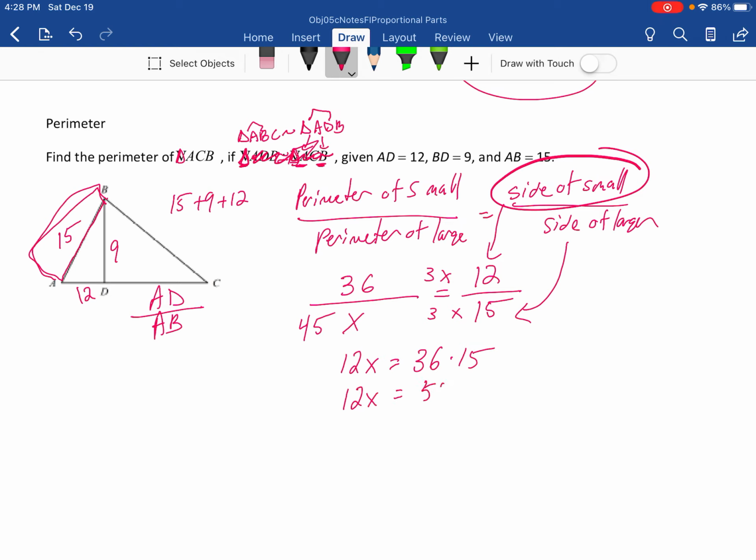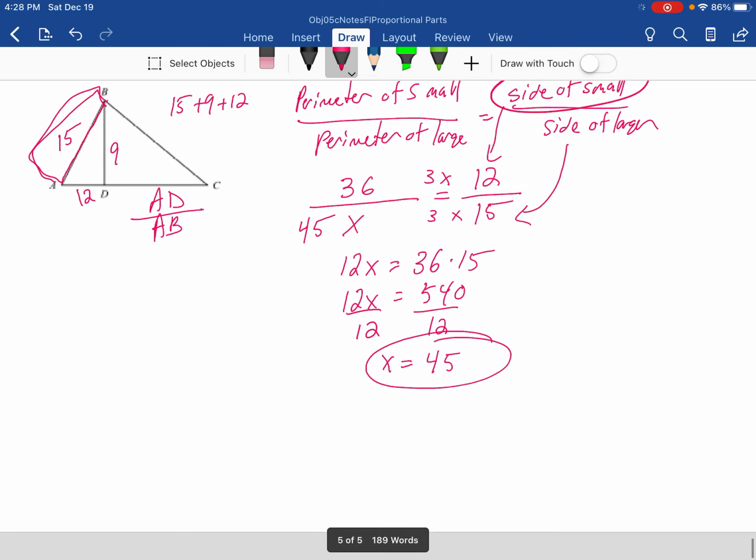But I can go through and solve. So 12x is equal to 540. I divide by 12. And indeed, I do get the perimeter of my larger is 45.